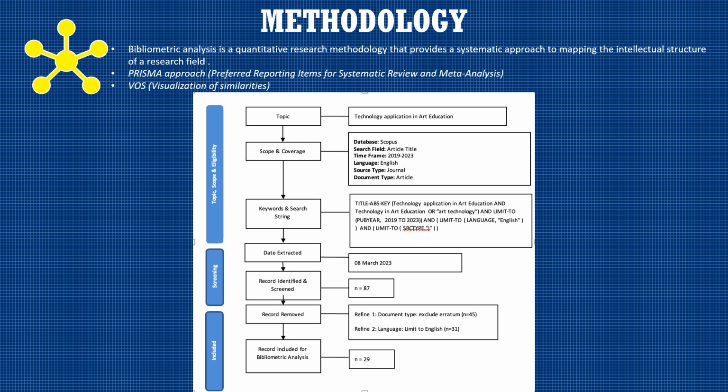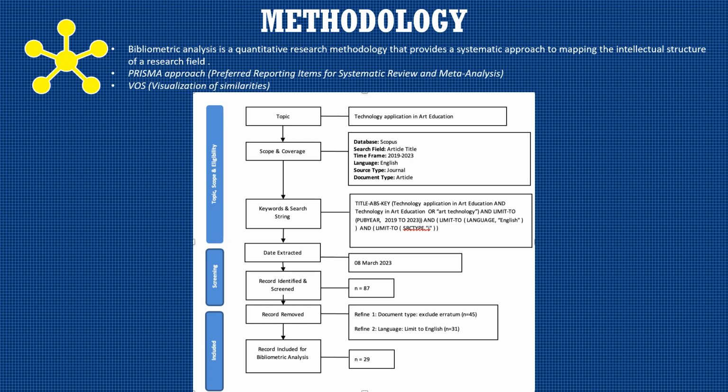To ensure the relevance and accuracy of the analysis, certain exclusion criteria were applied to the selection of publications for this bibliometric study. Firstly, publications that were not directly related to the research topic or questions were excluded. This means that only publications within the field of art education with a focus on technology application were considered. Secondly, publications that were not written in English were also excluded. This was necessary to ensure the consistency and clarity of the data analysis.